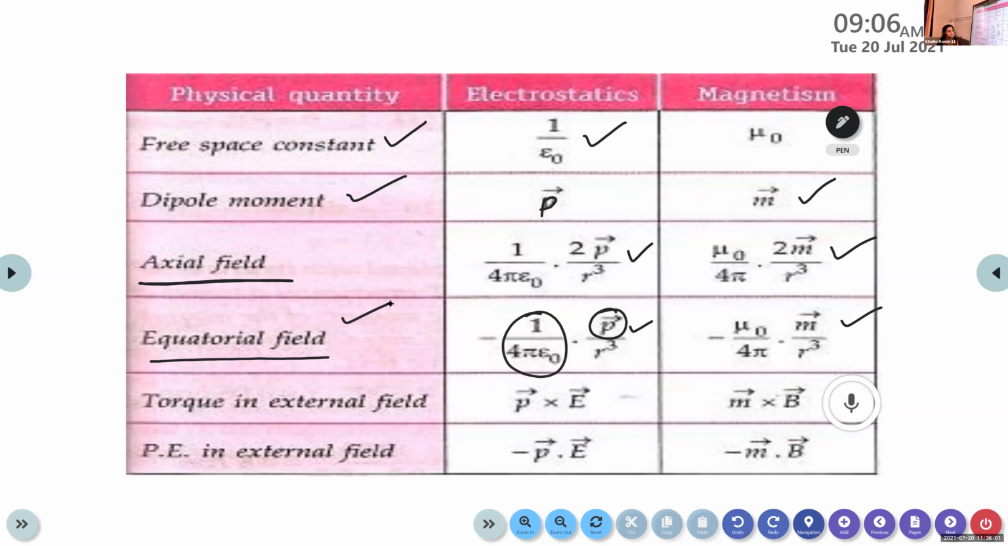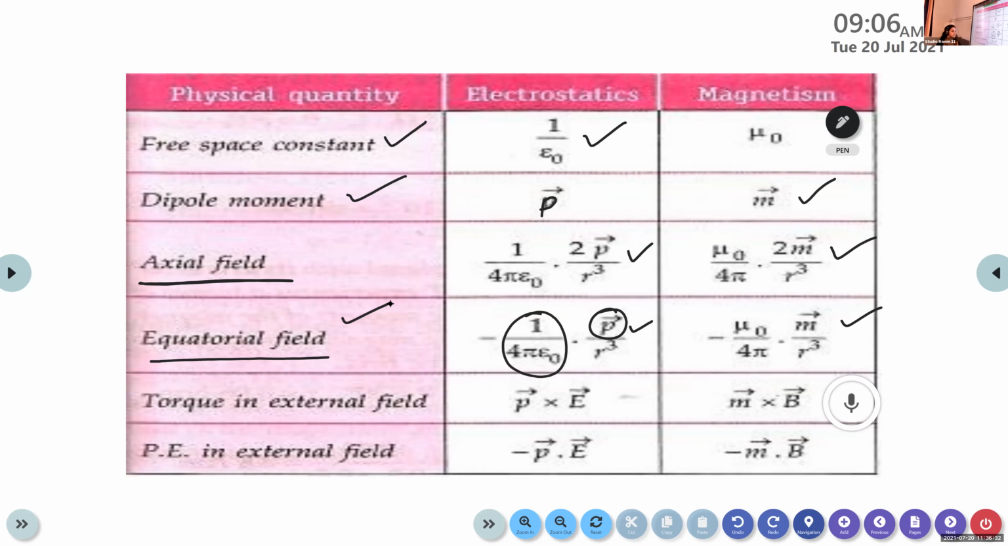So in electrostatics, the electric field along the equatorial line is given by minus 1 by 4 pi epsilon 0 times P by r cube. Keep this idea in mind: if you know the concept of electric field, you can form the equation for magnetic field by just replacing some terms, the free space constant and the magnetic and electric dipole moments. Just rearrange the terms and you get the corresponding equation in magnetism.